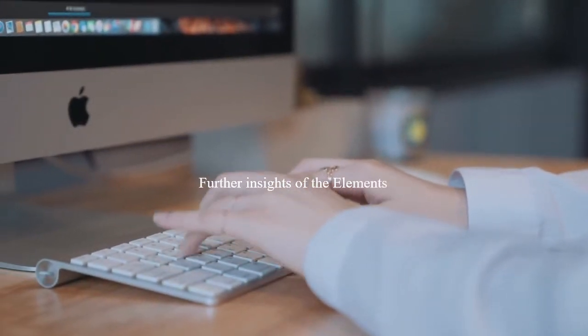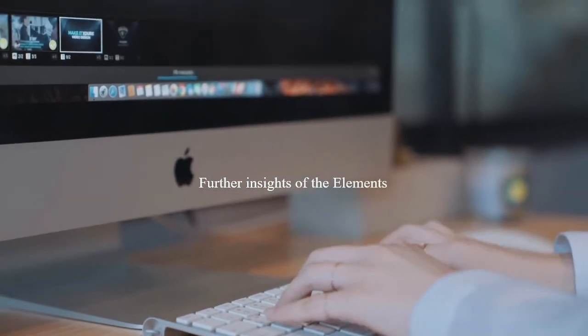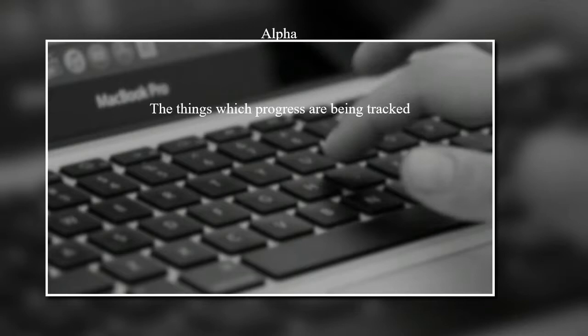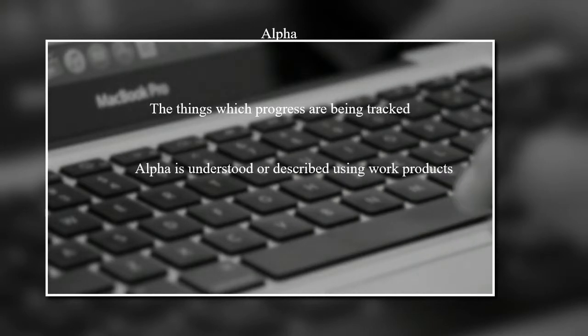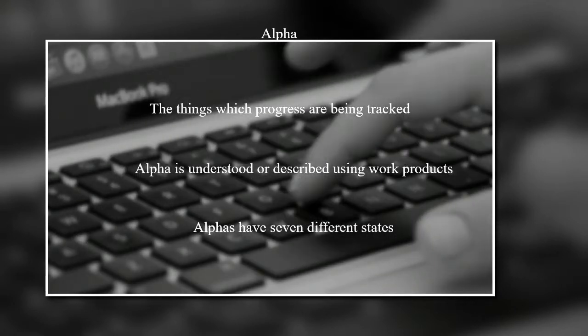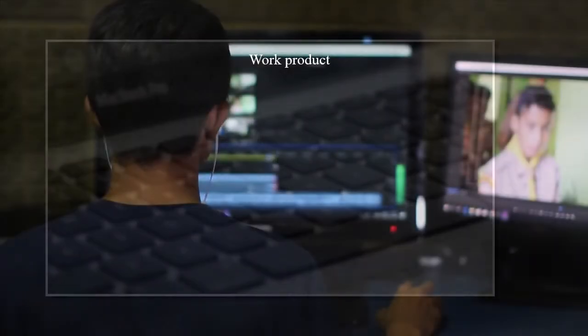Next, I will further explain the elements of the Essence language. Alphas are the things whose progress is being tracked during the development endeavor. An alpha is not tangible itself, but it is understood or described by the work products that are associated with it. Alphas have states to determine how far in the life cycle the alpha has progressed.